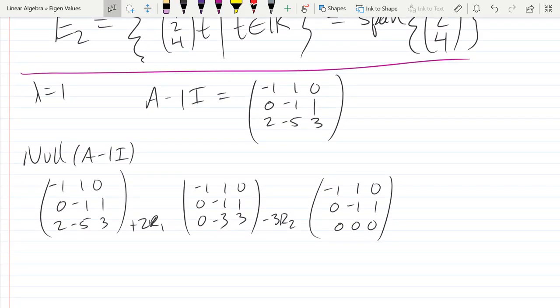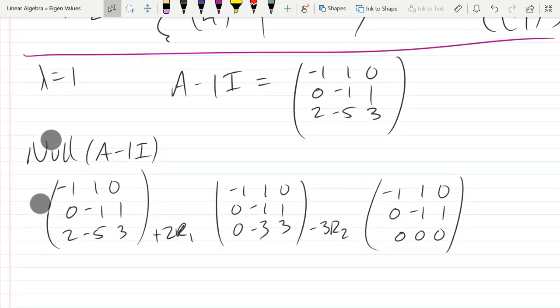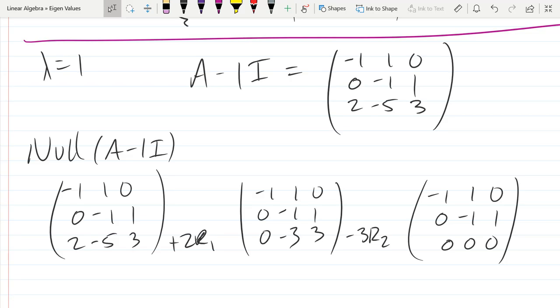So according to my notes, we're only going to get one free variable. And according to my work on my paper, we're getting one free variable as well. So I'll have to look back at that order rule. So that may just be something I made up and it's not actually true.